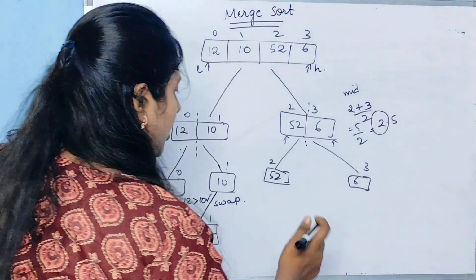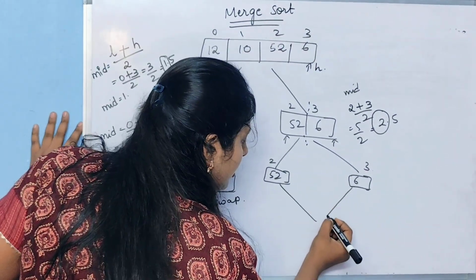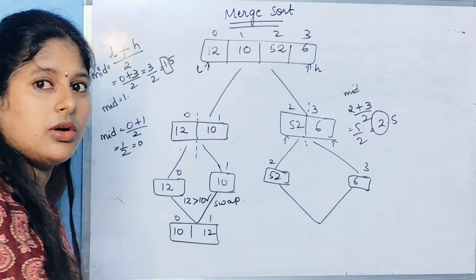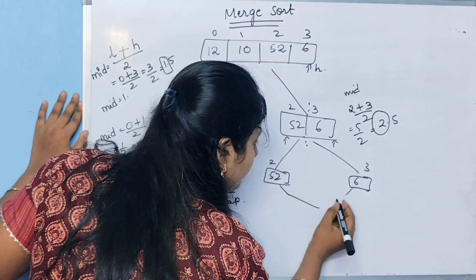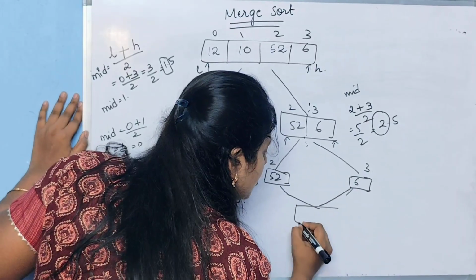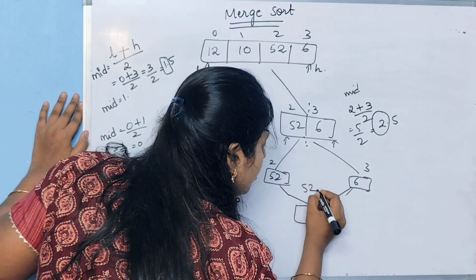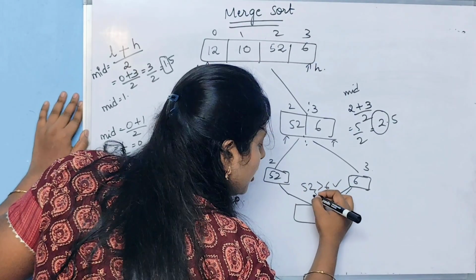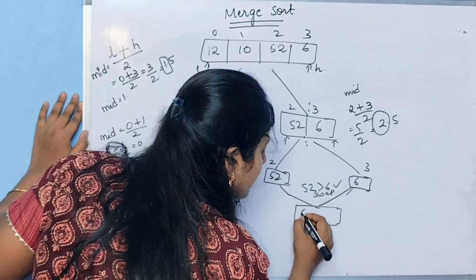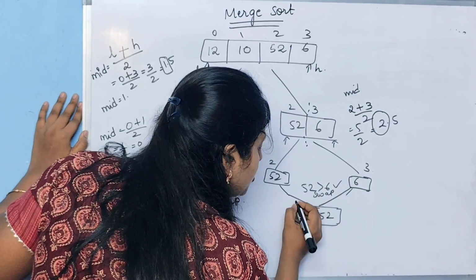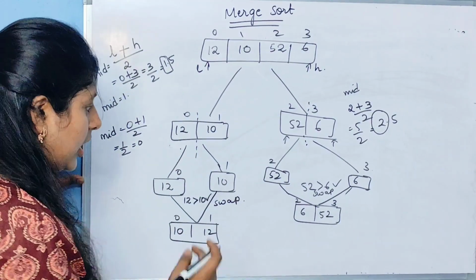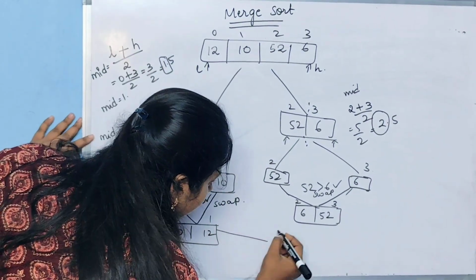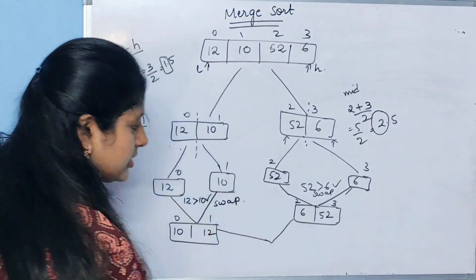Right? Now after this, okay, 52 and 6 are there. 52 is greater than 6. So what should I do? I have to swap 6 and 52. So what are the indexes? 2, 3. Right?